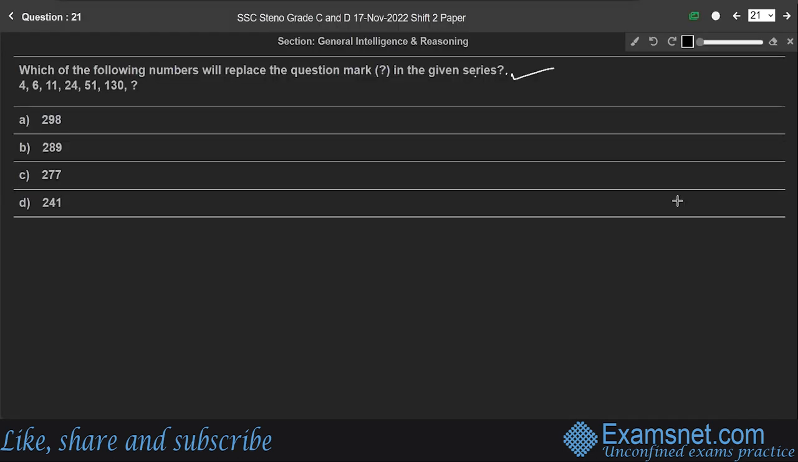Question number 21. Which of the following numbers will replace the question mark in the given series? Here the first number is 4, second number is 6. So when 2 is added to 4, you will get 6. Third number is 11, so 6 plus 5 is 11. We need to find the last number in the series, so we'll consider the fourth number, which is 24. I can write 11 plus 13 is 24.